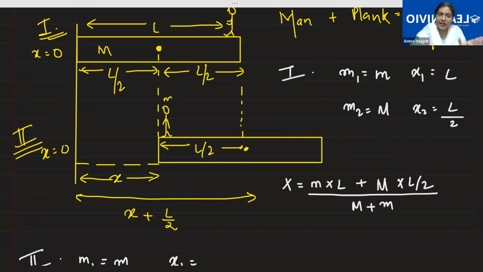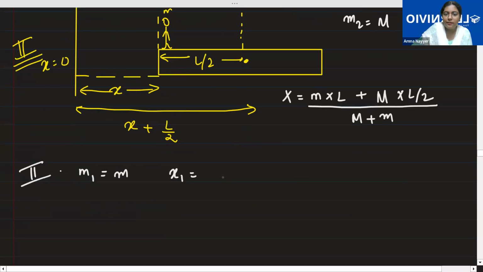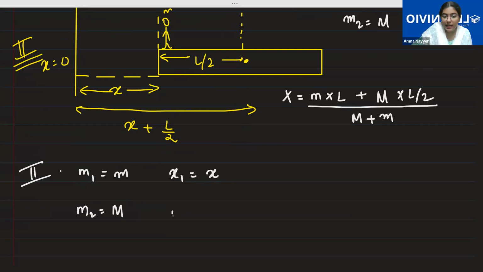The man who was at a distance of L earlier now has moved forward. So definitely this part is L by 2. But this part, because we will see the man is there from the origin, that is x. He is at the periphery of the plank now because the plank has shifted backwards. So from here to here the separation is x. So this will be x. Second mass will be mass of the plank. Now tell me this class.